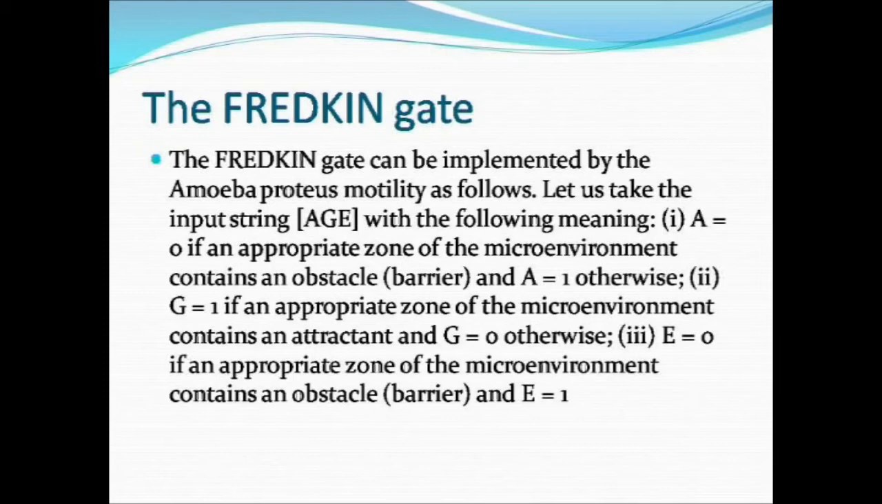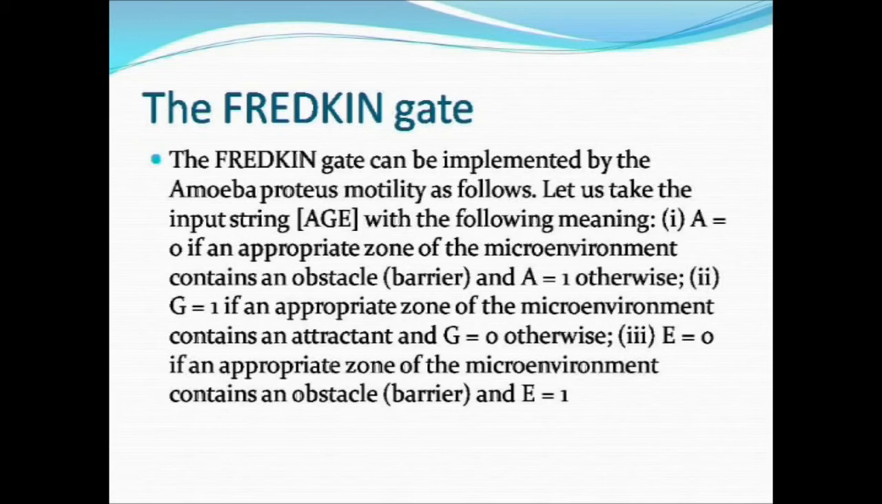For example, the Fredkin gate is reversible. For the input AGE, it gives the output CDB by the following rule: C = A, D = (not A and G) or (A and E), and B = (A and G) or (not A and E). For instance, we deal with the three inputs AGE and the three outputs CDB. The Fredkin gate can be implemented by the Amoeba proteus motility as follows.